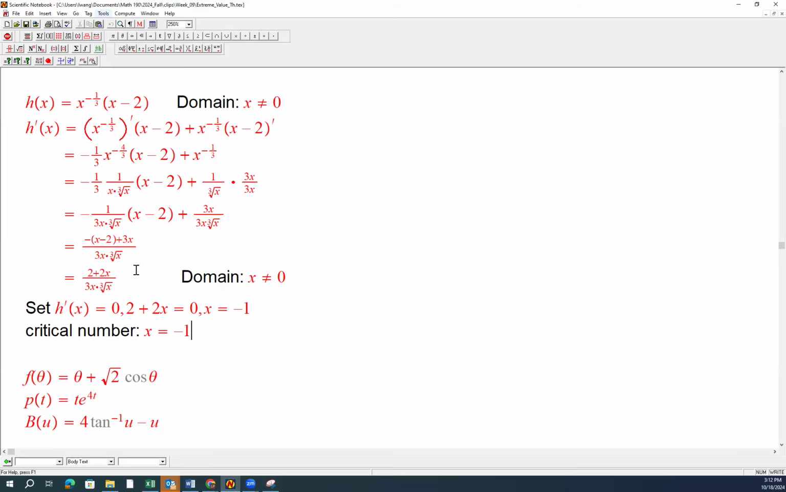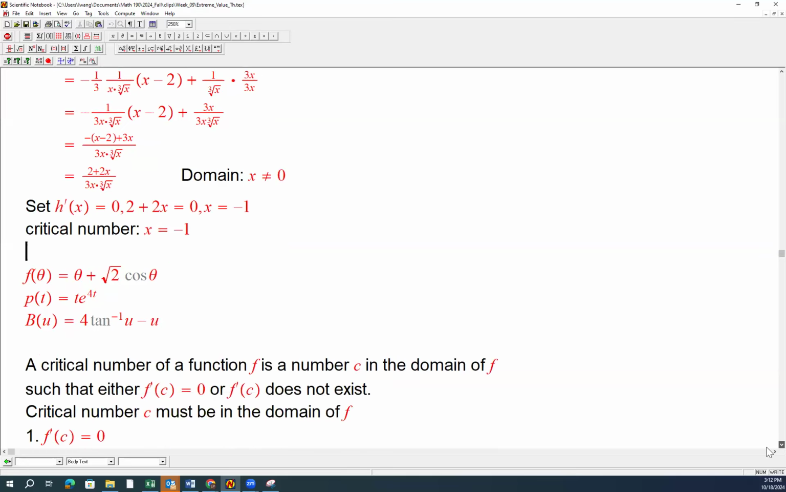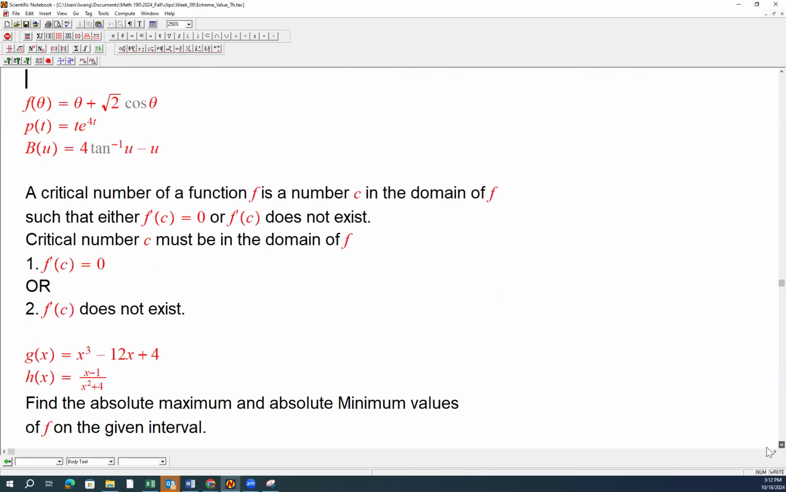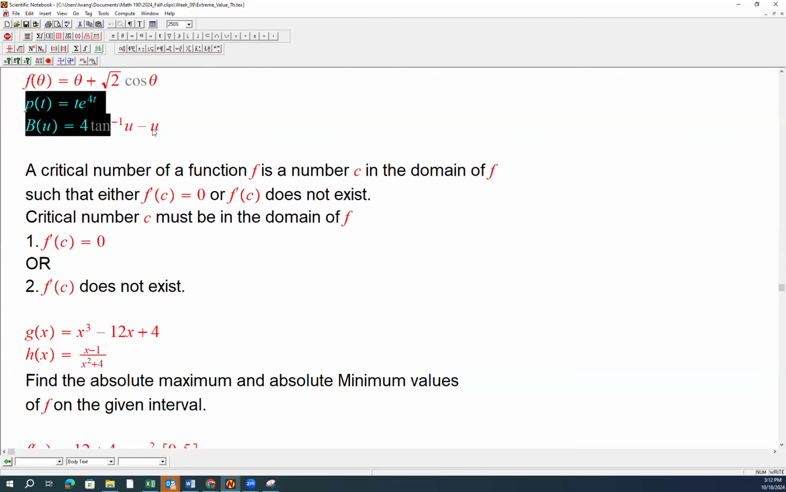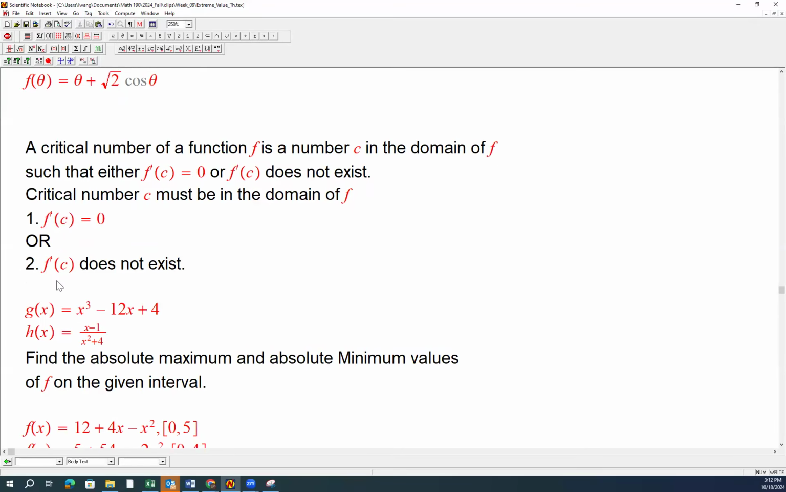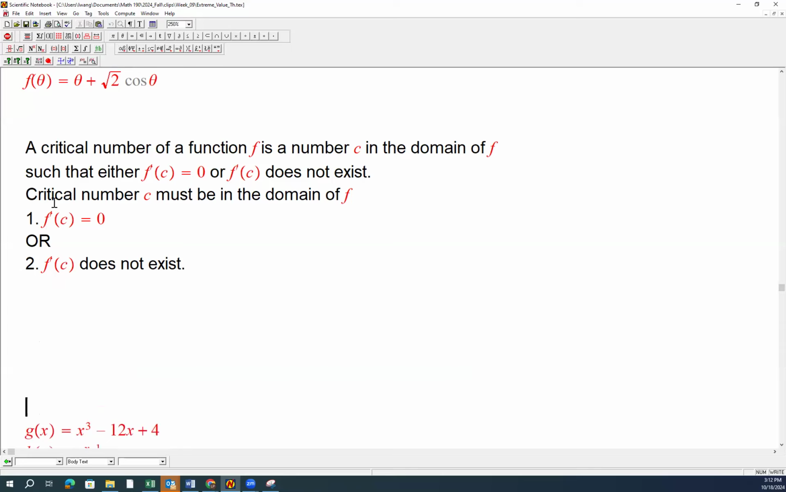So let's work on this trig function. I'm going to put these two beneath it. We'll come to them. There are two more questions.